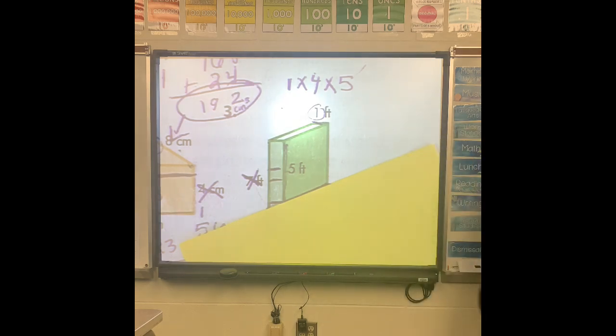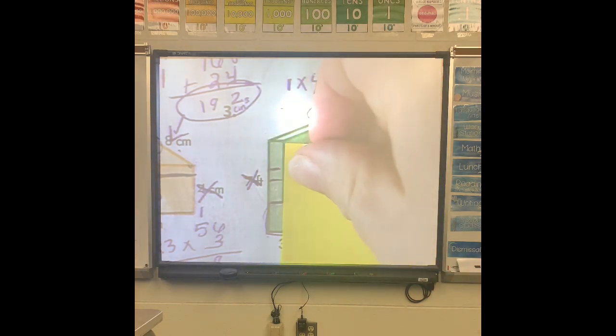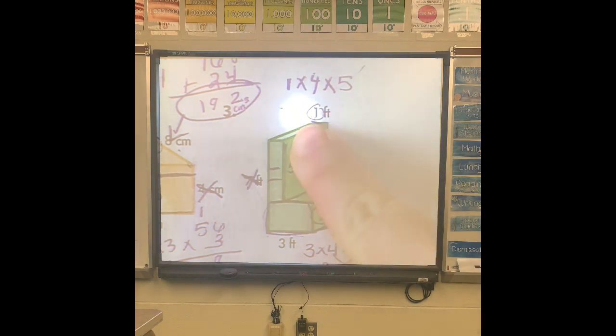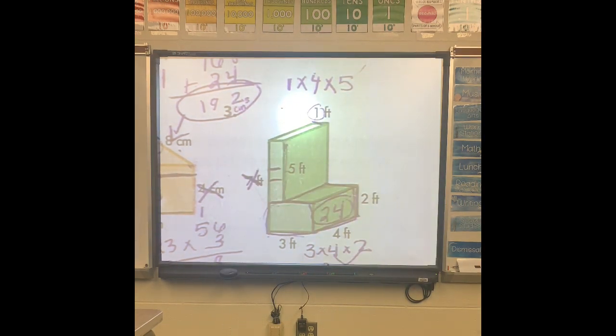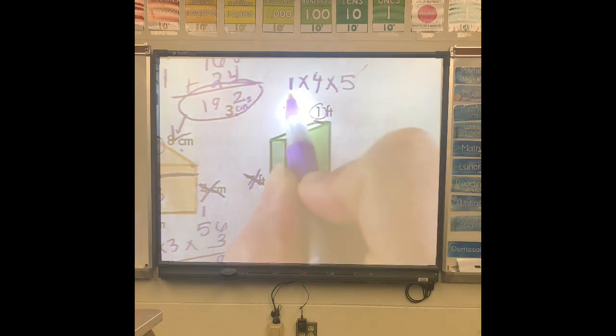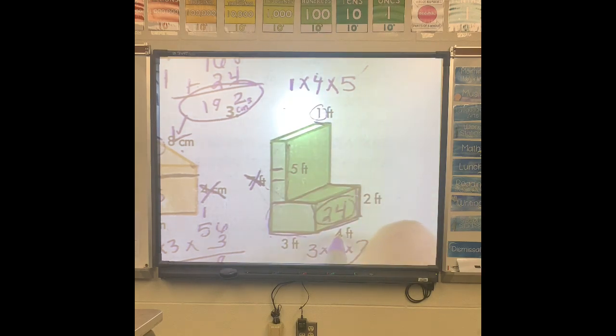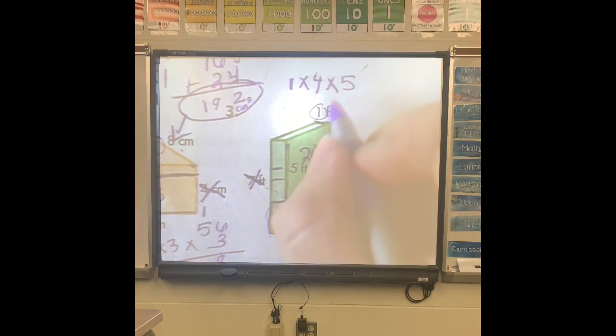And if you would have broken it up the other way, you could have done 7 times 1, but you still would have had to know that 4 goes up there. So either way you do it, you still would have had to figure out the differences there. So for this top piece, I have 1 times 5, and then the times 4 down here, so that's 20.